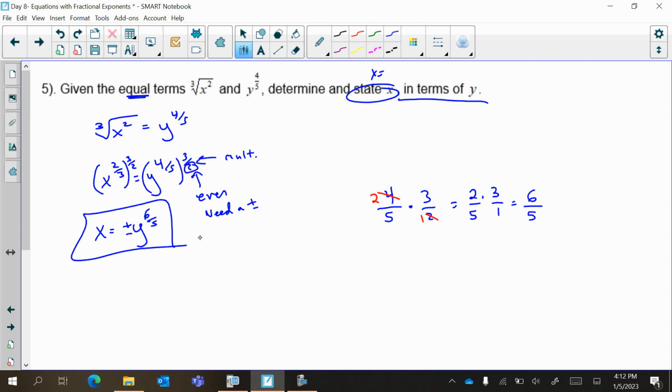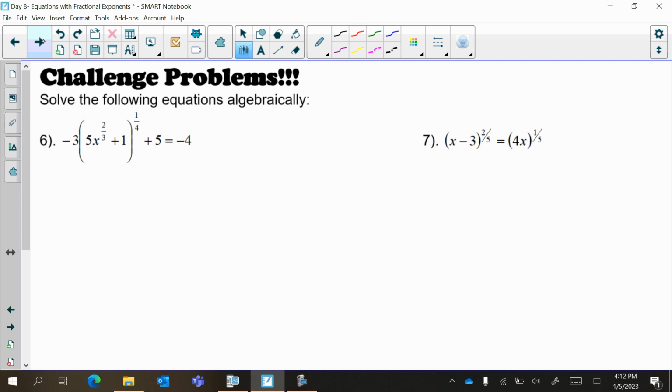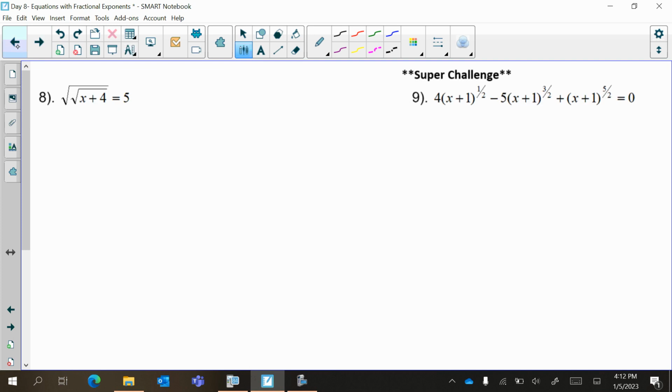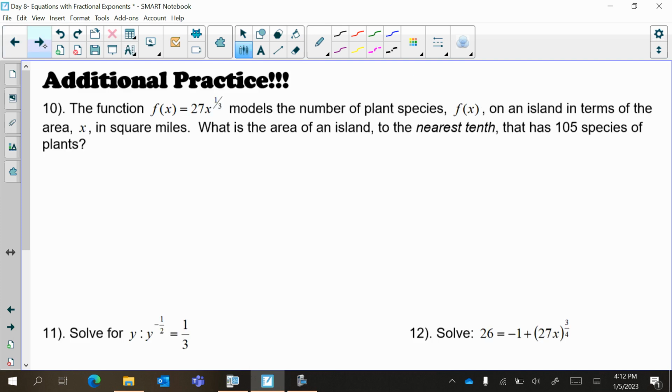And there we go. If you still have extra time left in this period, you can do 2 things. If you're feeling confident, try the challenge problems. If feeling super confident, there's a very difficult challenge problem. And if you're not feeling that confident, if you want some more practice to just get down the basics, go scroll down to the additional practice, and there are some extra problems for you to work on.